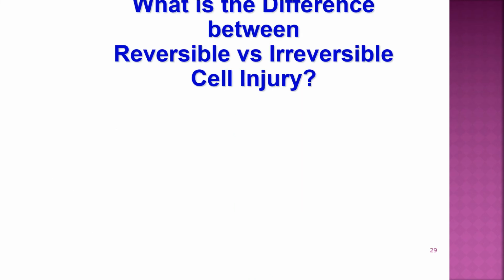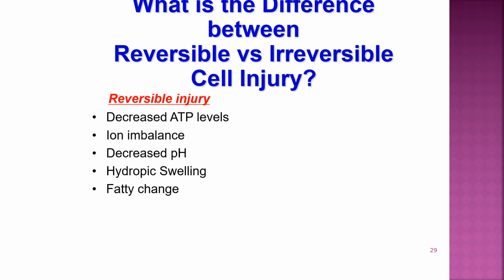At this point in time, we have seen reversible and irreversible cell injury. The difference between the two is that in reversible cell injury, there are decreased ATP levels, which cause a lot of other cellular changes such as hydropic swelling, decreased pH, ion imbalance, and fatty change.